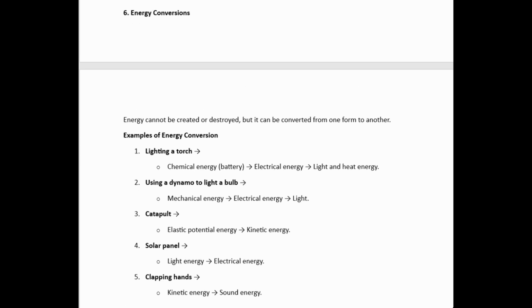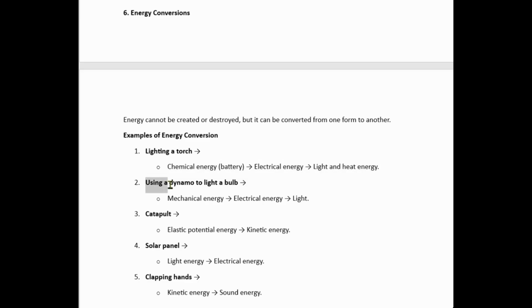All right. Energy conversions. Energy cannot be created or destroyed, but it can be converted from one form to another, which means no one can create energy or destroy it, but you can just change the form. Example, lighting a torch. The process goes on like this. Chemical energy in a battery, which is stored, is converted into electrical energy, and then from electrical energy it is converted into light or heat energy from the torch, right?